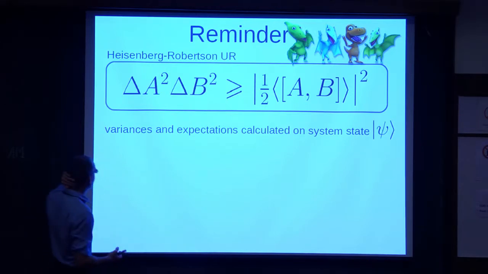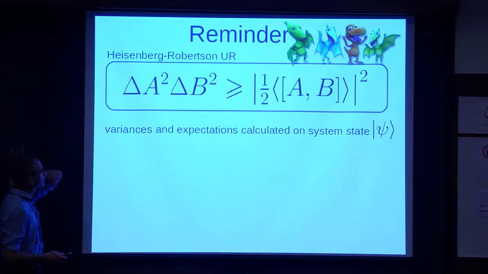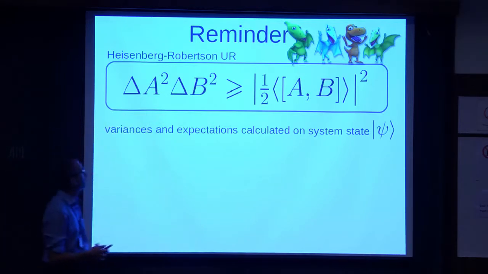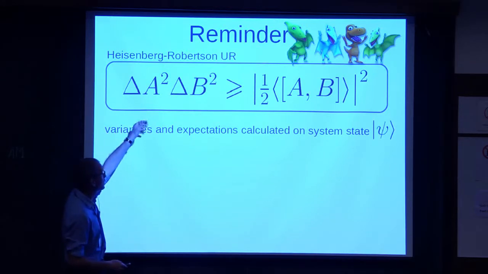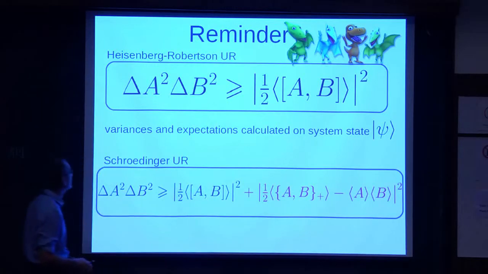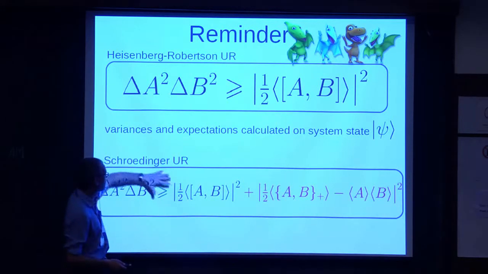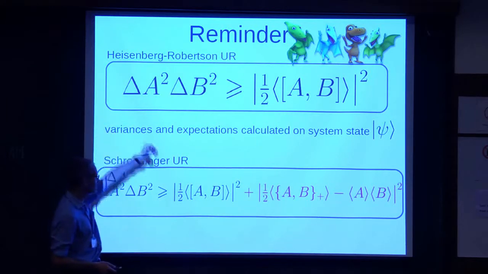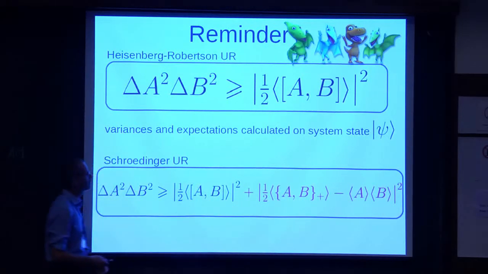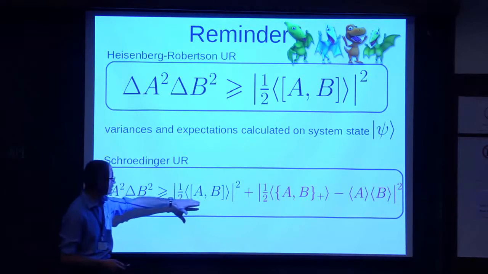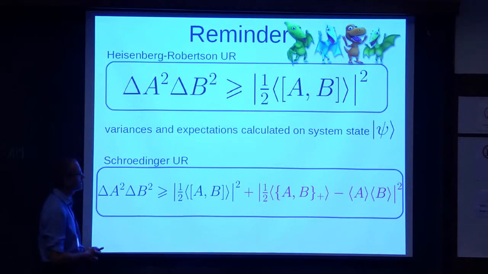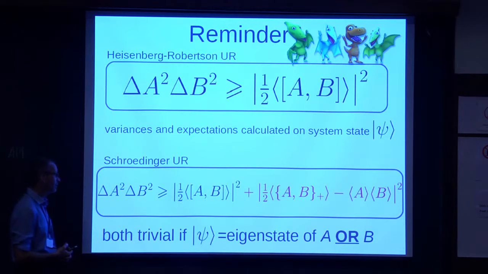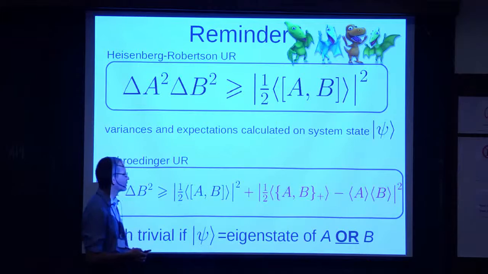Before showing you how you can do better, let's remind you that the Heisenberg uncertainty relation is actually called Heisenberg, but it was derived by Robertson. This equation here is calculated on the system state. And of course, you can do a little better, and this was done by Schrodinger almost immediately, by taking another term which involves the anti-commutator. They usually have the expectation value of the commutator. You can take the expectation value of the anti-commutator. That's the Schrodinger uncertainty relation. But all of them become trivial if psi is an eigenstate of A and B, as I was saying.